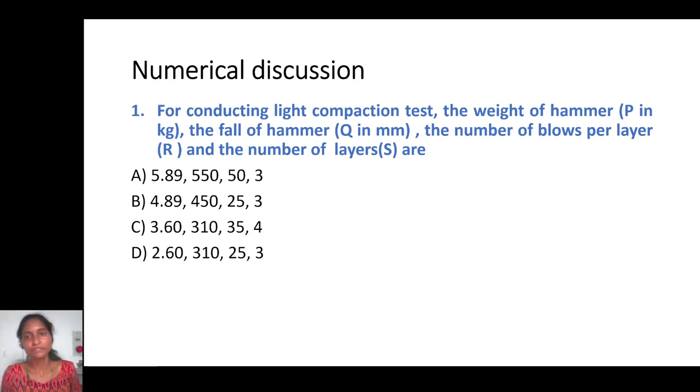So this is your first and easiest question. For conducting the light compaction test, when I say light compaction and heavy compaction, mostly the difference would be the weight of the hammer is different, the fall of the hammer is different, the number of blows per layer we are giving is different, and also how many layers we are compacting is different. So you can see the options A, B, C, D. Even if you don't remember all the heights of fall and all, you can still make a guess. So what is the option for light compaction?